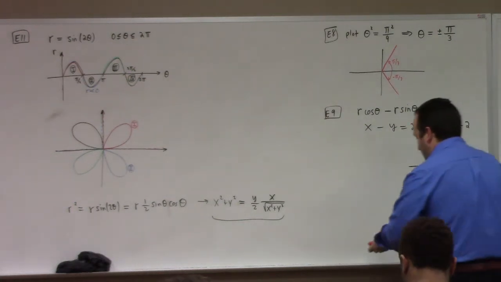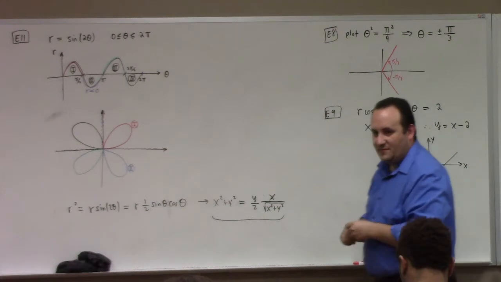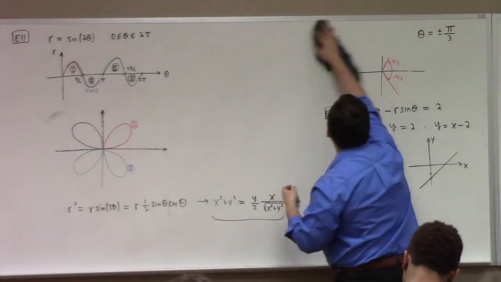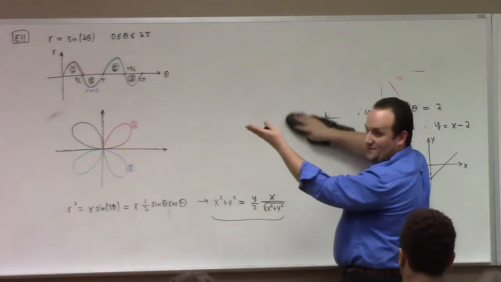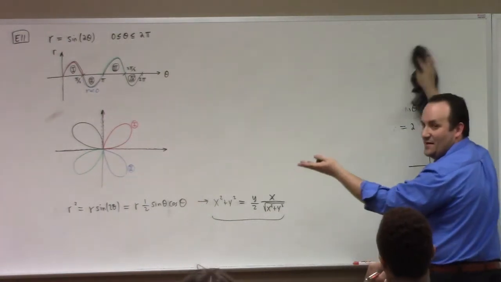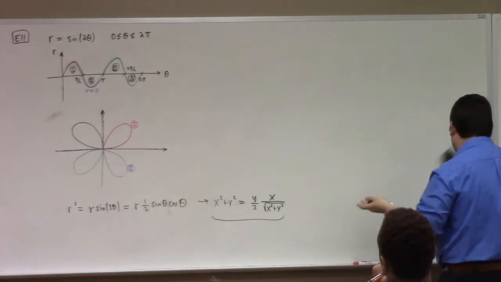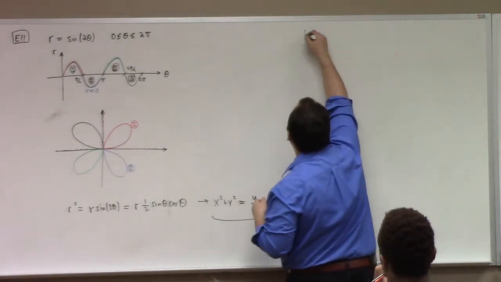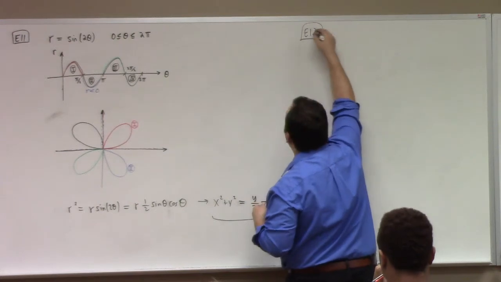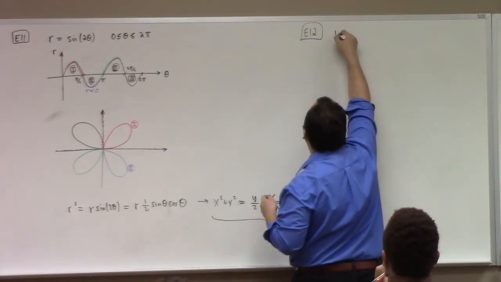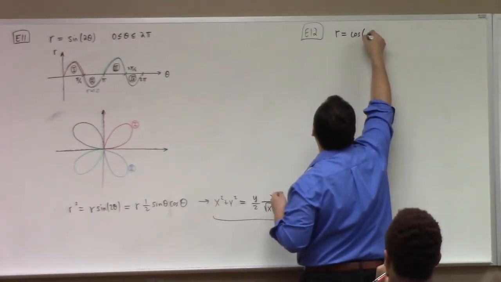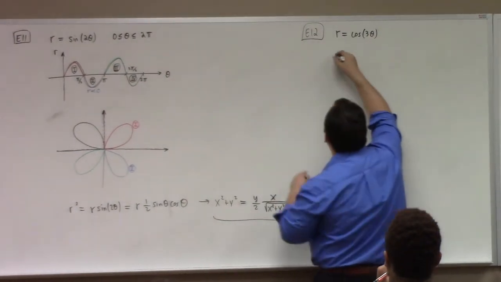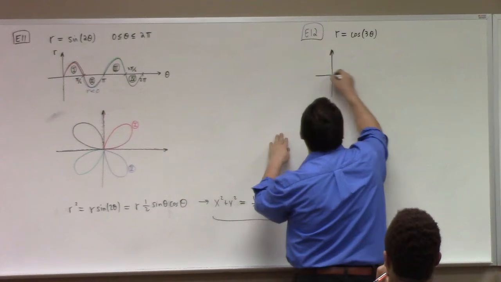Now, once you know this, you can't help yourself but to study other things like this, right? Like what happens if you put a 3 there? Or what happens if you use cosine instead? What if we did r equals cosine of 3 theta? What would that look like? So graph cosine 3 theta, what's it look like?